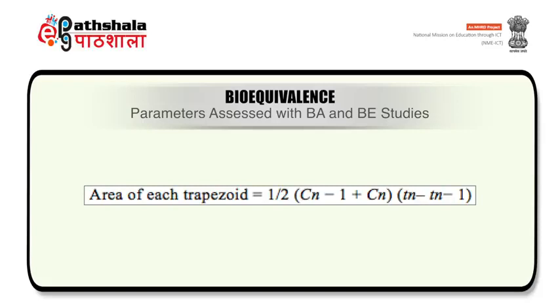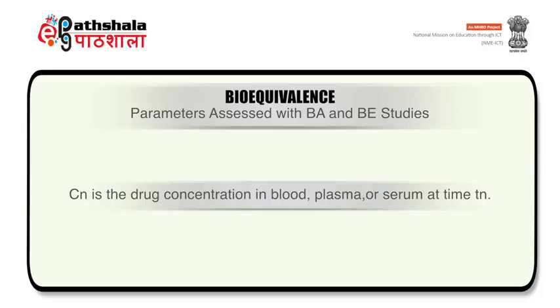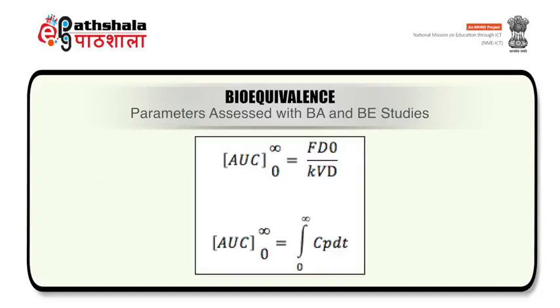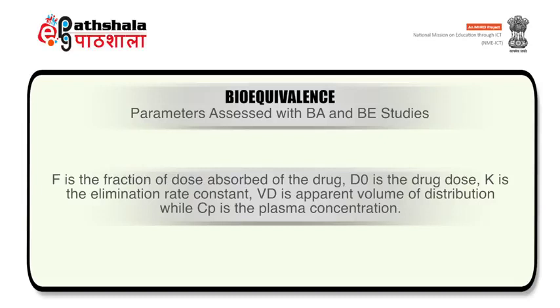The formula for the calculation of the area of each trapezoid is as follows, where Cn is the drug concentration in the blood, plasma or serum at time Tn. The AUC is dependent on the total quantity of the available drug. The other two formulas for the calculation of the AUC from 0 to infinity are as follows, where F is the fraction of the dose absorbed, D naught is the drug dose, K is the elimination rate constant, Vd is the apparent volume of distribution and Cp is the plasma concentration.